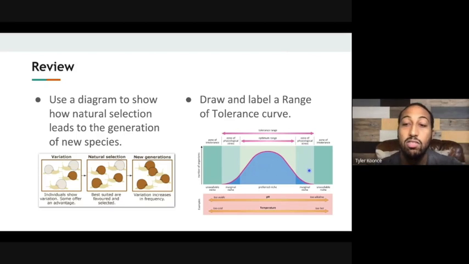Towards the edges, you're still going to have some individuals of that species live there, just not nearly as many as you have here. And this is where they're going to start to feel stressed, so it's harder to live there. Anything outside of that range, they can't live there. It's either too hot or too cold.